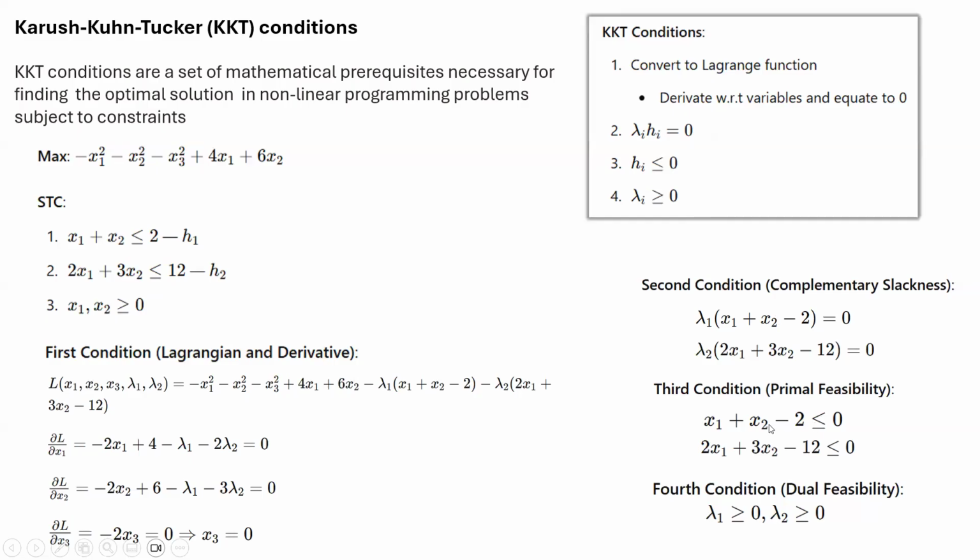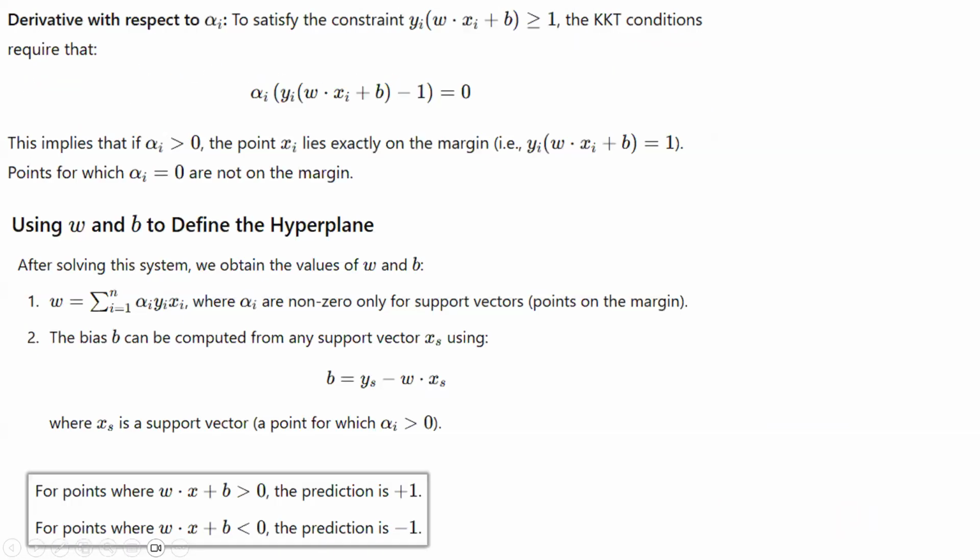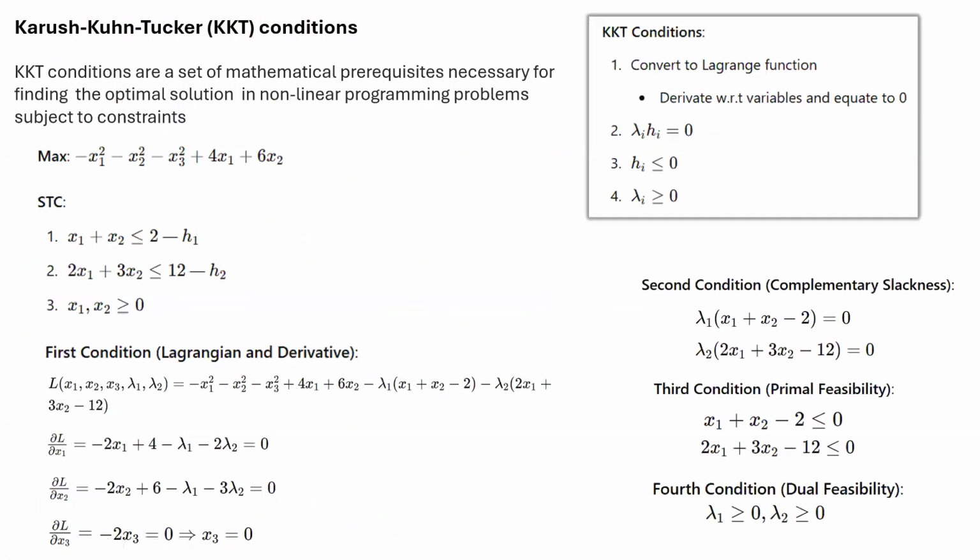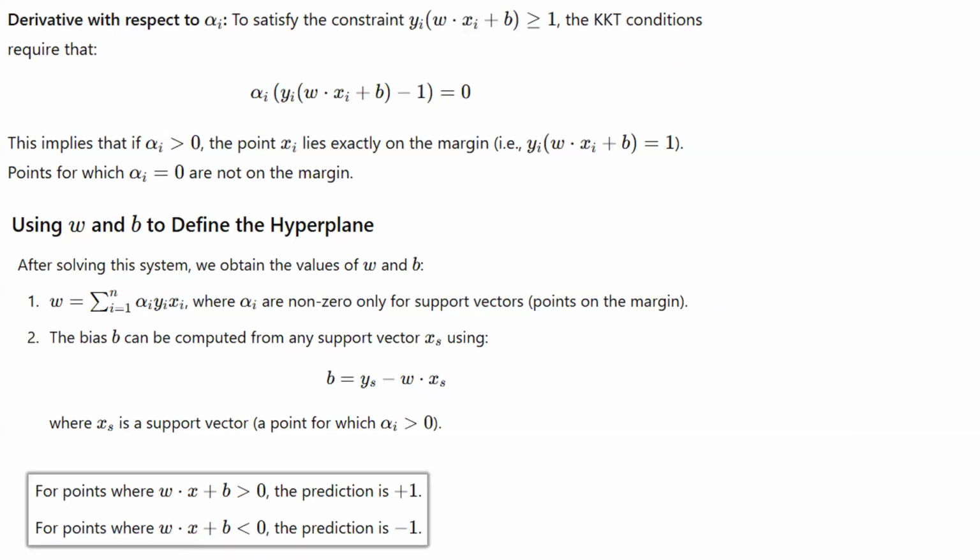And the third thing is primal feasibility. That means the constraint will always be less than or equal to 0. And the fourth one is dual feasibility, where the Lagrangian multipliers, alpha 1 and alpha 2, are greater than or equal to 0. Complementary slackness, primal feasibility, dual feasibility, Lagrangian and derivative: these are the KKT conditions. So we learned the four conditions and accepted them. But now, how do we use them in our derivation?